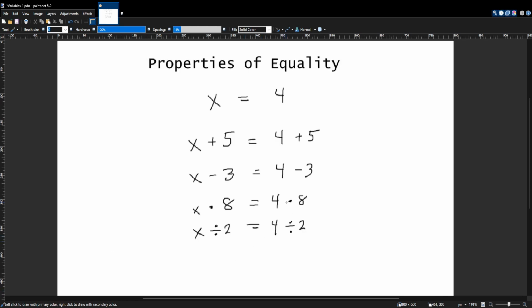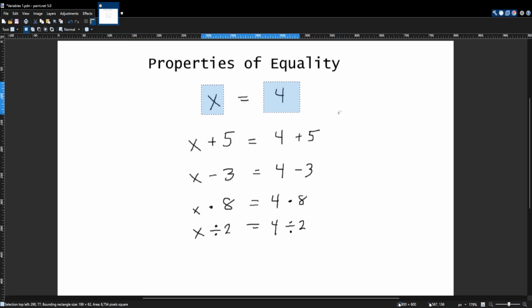Alright, we're very close to solving equations now. Let's talk about the properties of equality. If I start with x is equal to 4, then if I perform any operation to one side of the equation, I need to perform that same operation to the other side of the equation in order to maintain equality. So, if x is equal to 4, and I want to try to add 5 to one side, I need to add 5 to the other side.